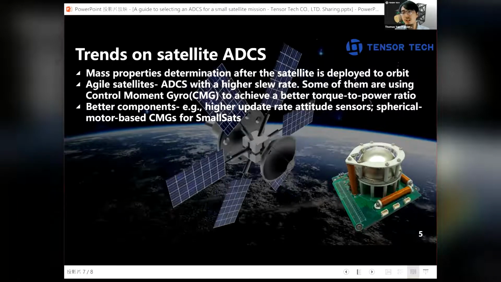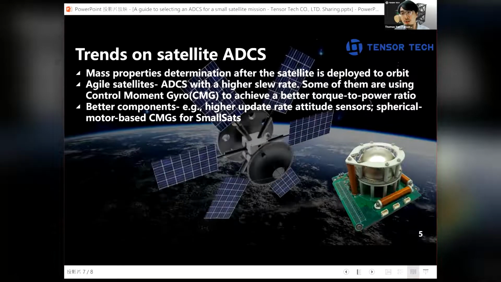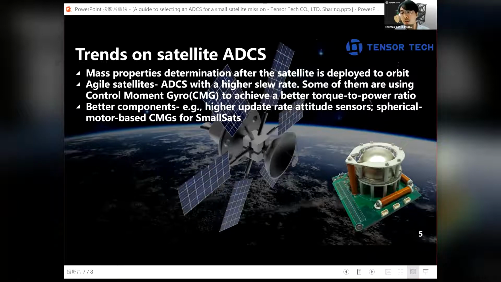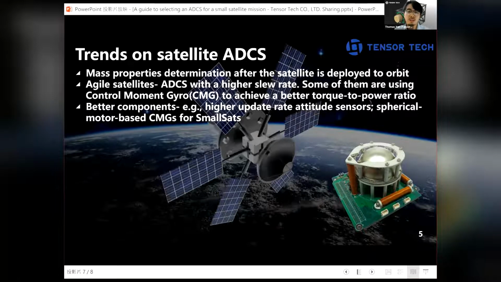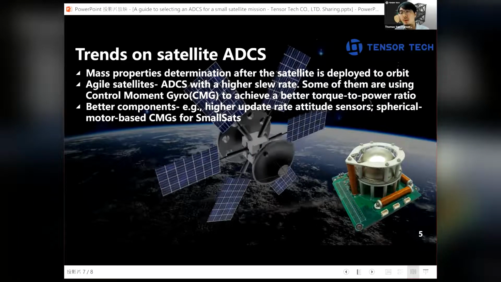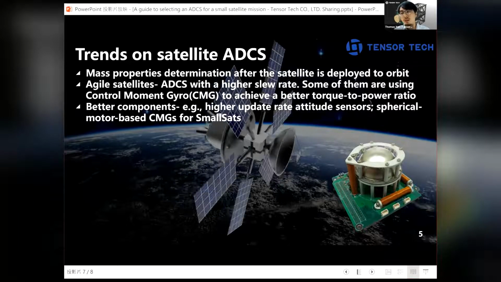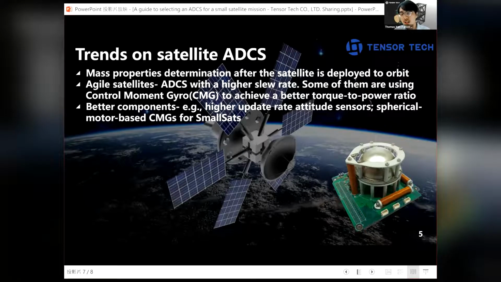And then here I'm going to introduce Tensor Tech's unique offer, a control moment gyro that is based on a spherical motor. So this spherical motor-based CMG is comparatively smaller than the traditional CMG because it utilizes a multi-axis actuator, which can provide people with a smaller volume and weight compared to the traditional solution, which is the one you see in the picture here.